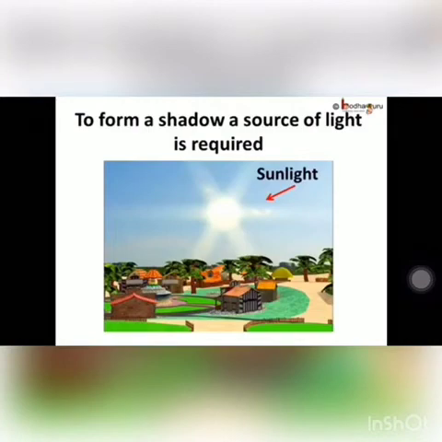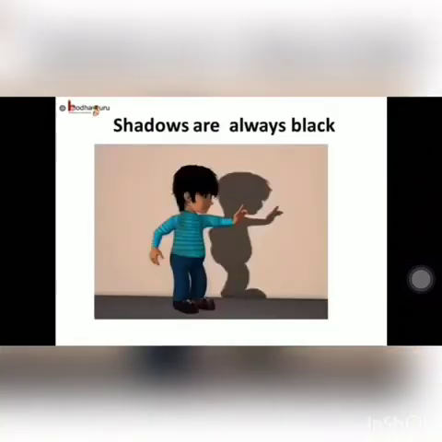It is only when the light rays are obstructed that we get a shadow of that object. You are going to a party wearing a colorful dress. But when you look at your shadow, can you see the color of your dress? No, we get a black shadow. Shadows are always black.